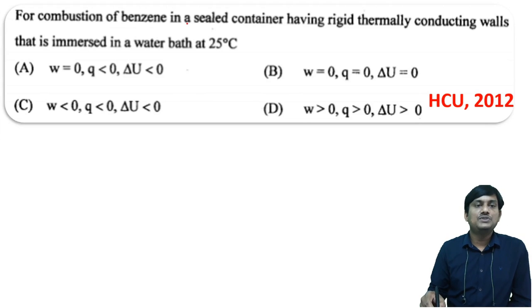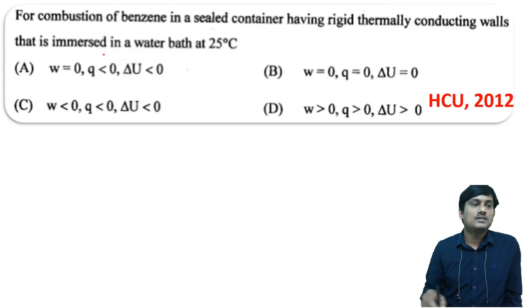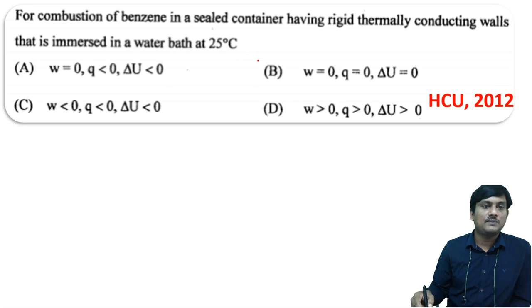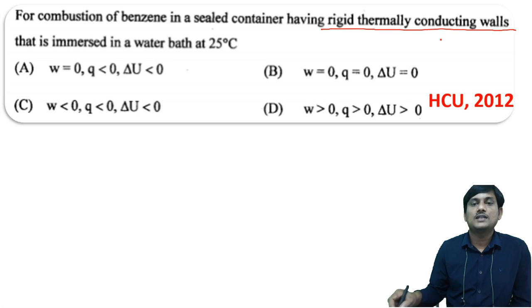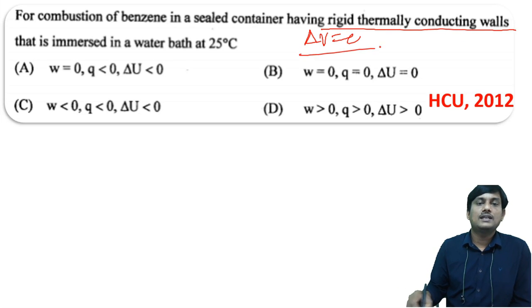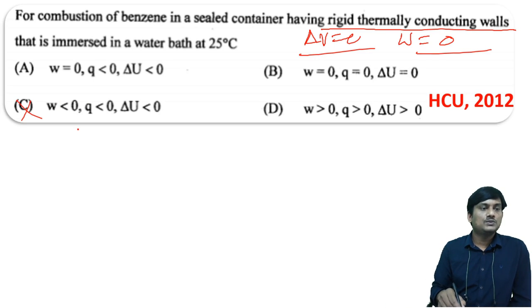For combustion of benzene in a sealed container having rigid thermally conducting walls, that is immersed in a water bath at 25 degrees centigrade. Rigid walls means there is no expansion. So delta V is equal to 0. When delta V is equal to 0, W is equal to 0. So these two are incorrect.